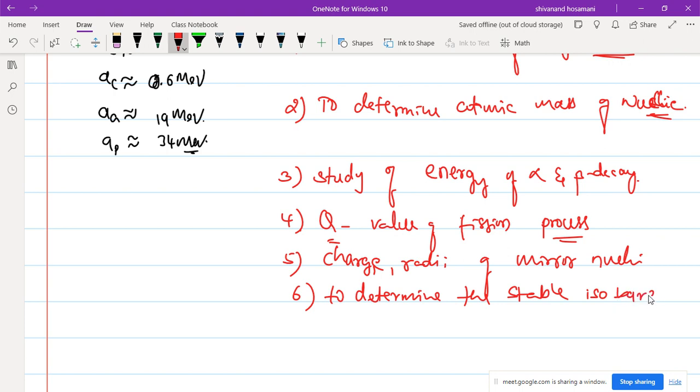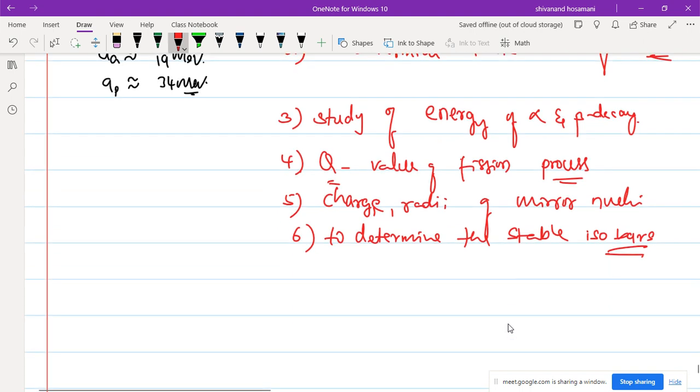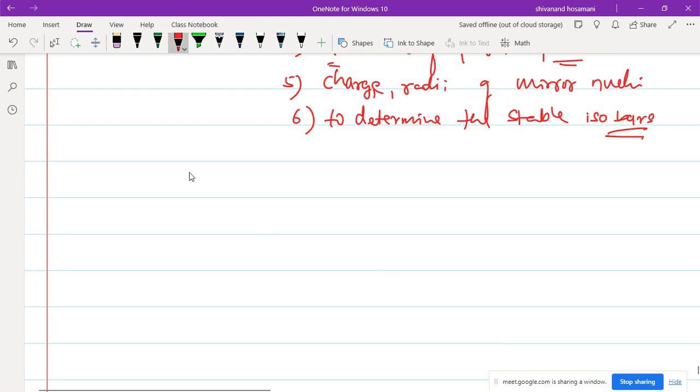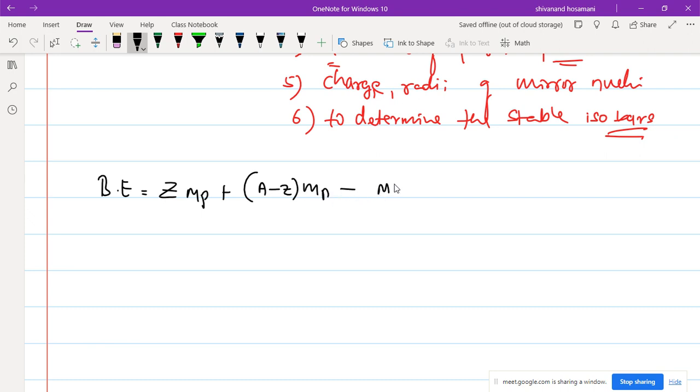Atomic masses in terms of the semi-empirical mass formula. We know this already, right? What we had in the case of binding energy: a formula that binding energy can be calculated using Z times the mass of the proton plus A minus Z times the mass of the neutron minus the mass of the nucleus. This is the binding energy we knew. So from this formula you can calculate the mass of the nucleus. If they have given the binding energy, you can calculate the mass of the nucleus, right?